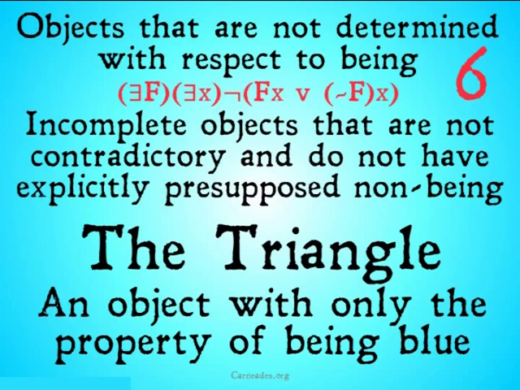These aren't contradictory. It's not presupposed that a triangle or an object with only the property of being blue doesn't exist in the same way that a mountain of cake or a perpetual motion machine might be explicitly presupposed to have non-being. But they are incomplete objects in that they are not determined in terms of the properties of, for example, being scalene or not being scalene, or in the case of blue, having a shape or not having a shape.